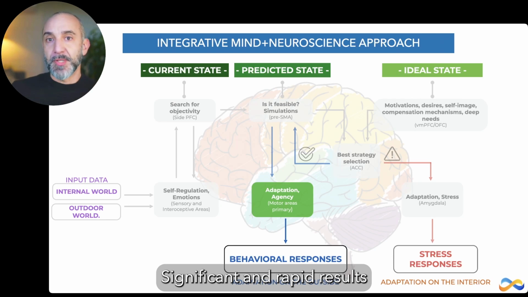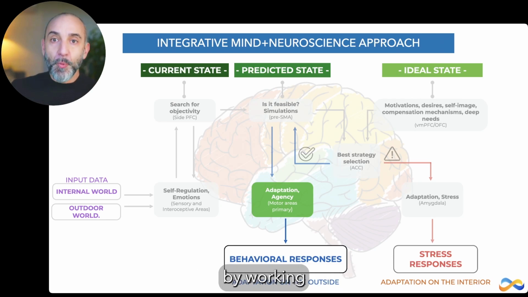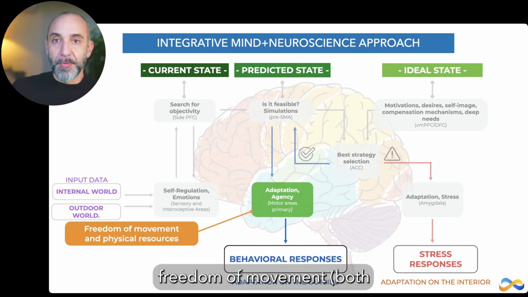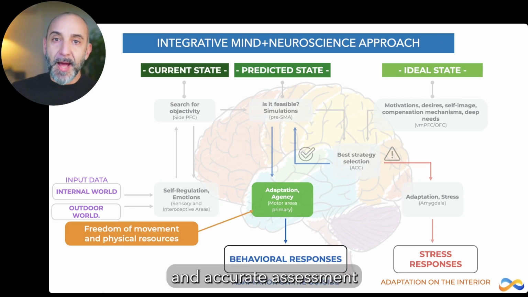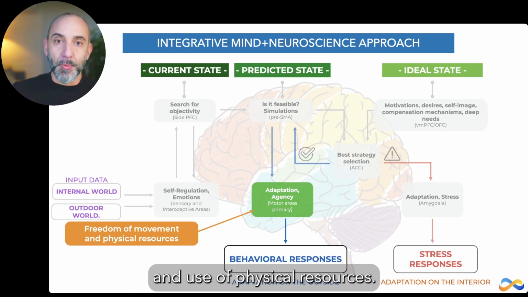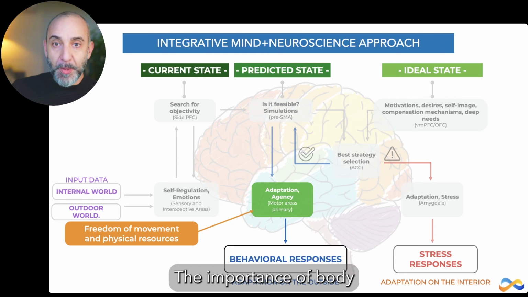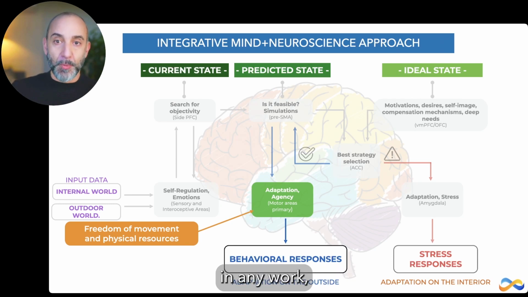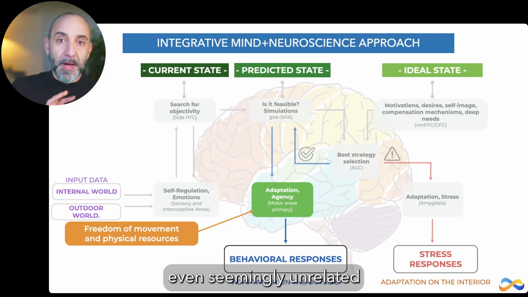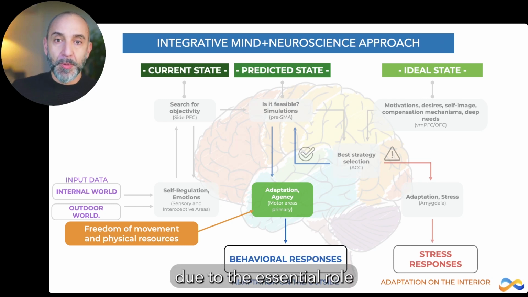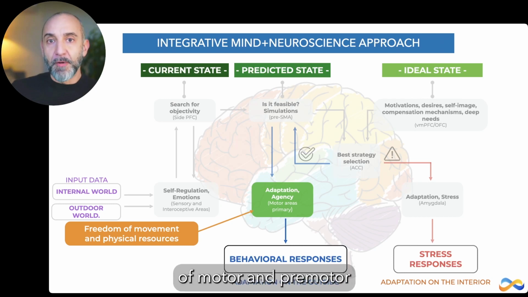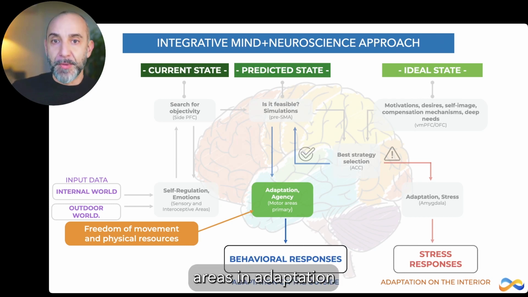Significant and rapid results can be achieved by working in two critical areas: freedom of movement, both mental and physical, and accurate assessment and use of physical resources. The importance of body awareness is paramount in any work, even seemingly unrelated to the body, due to the essential role of motor and premotor areas in adaptation and development.